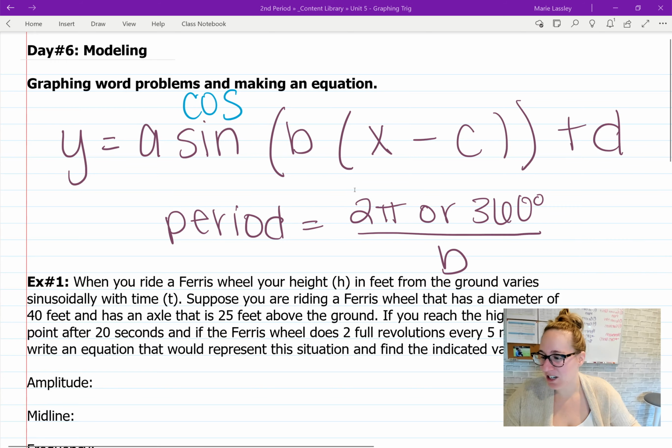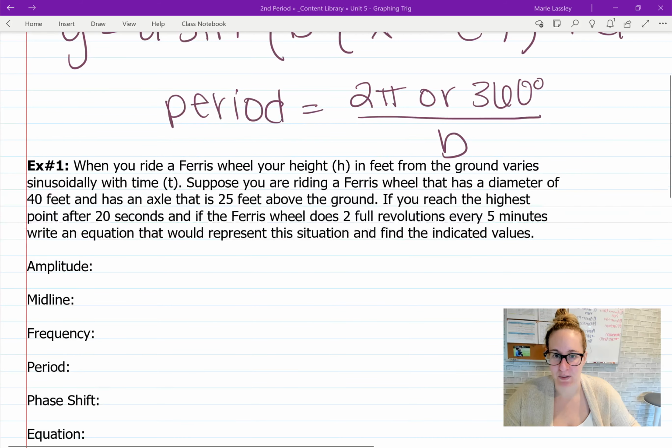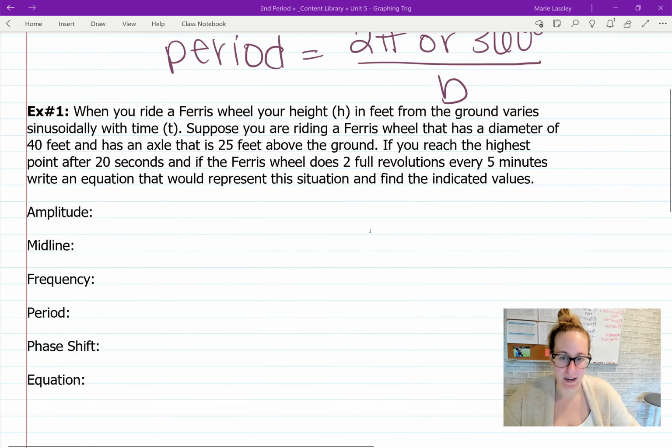Okay, so we're just going to do two examples together. So we have one example, two examples, and hopefully it's not too bad. Just like any word problem, you have to know how to pull out the information that's important.